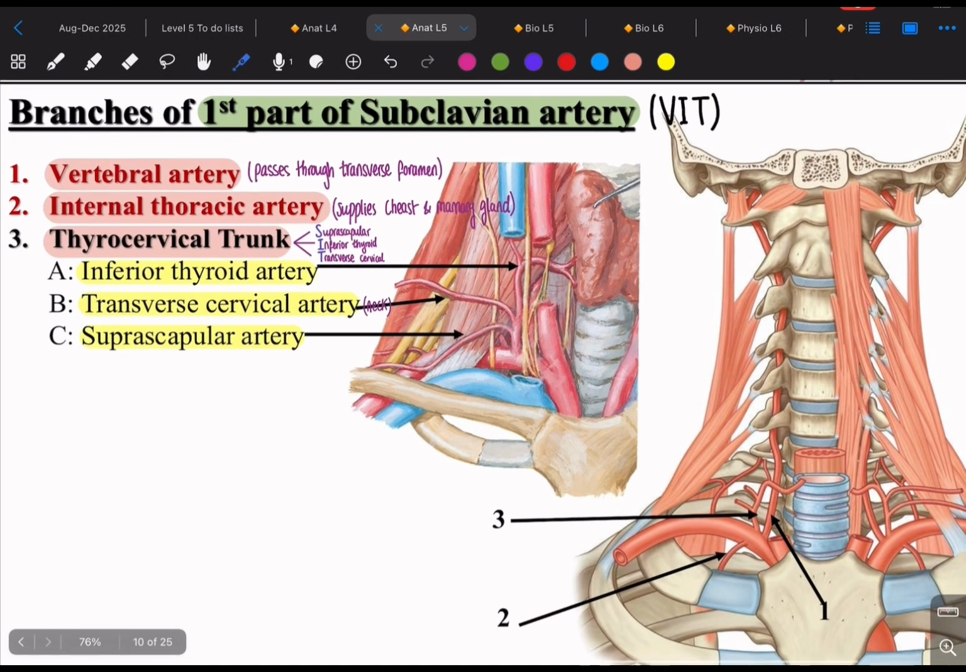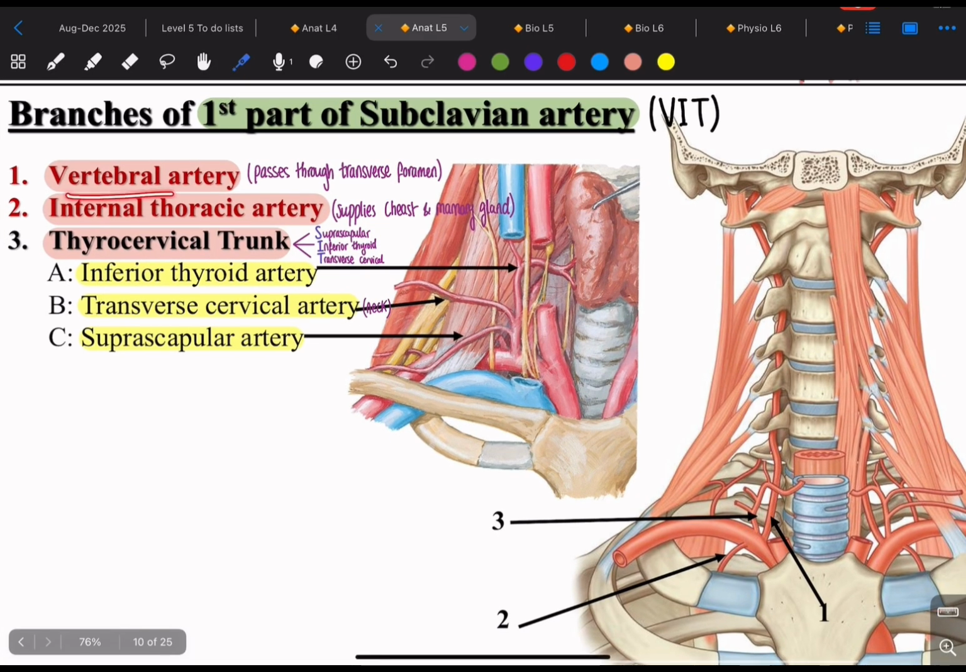First division is going to be V, which is the vertebral artery. The vertebral artery is going to go into the transverse foramen, if you remember the transverse foramen in the vertebrae. So here we're going to see the first branch of the first part of the subclavian artery, known as the vertebral artery. The second branch is going to be I, which is the internal thoracic artery. This is going to supply the chest and the mammary glands.